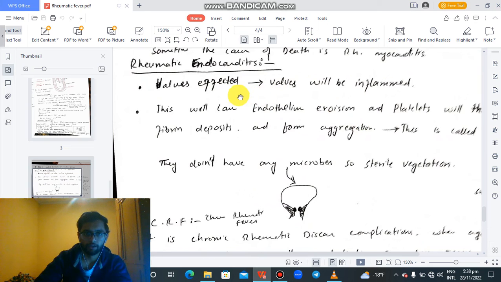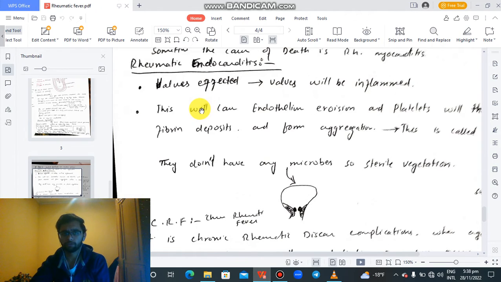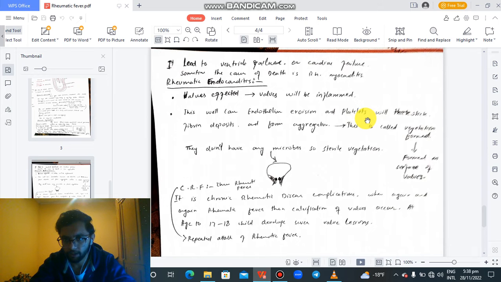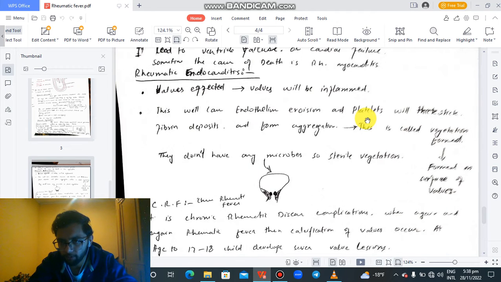Rheumatic endocarditis: mostly the valves are affected, with the mitral valve being the most common, then aortic, and then right-sided valves like the tricuspid valve and the pulmonary valve. So the most common valve is the mitral valve. Valves are affected, valvulitis, the valves will be inflamed. This will cause endothelial erosions, and platelets will stick and fibrin deposits and forms aggregations. This is called vegetation, formed on the surface of the valves.